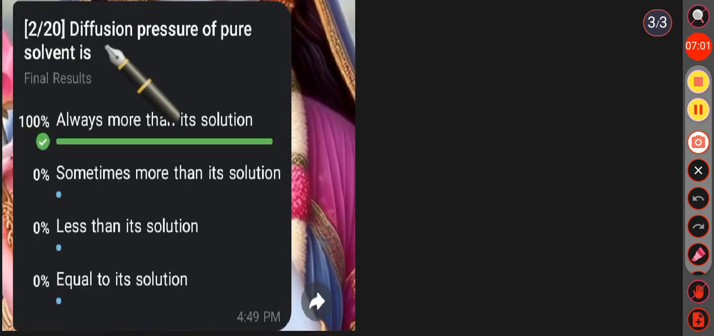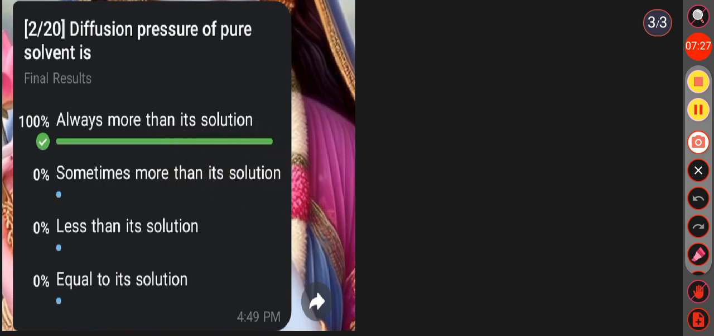Then the next question: diffusion pressure of pure solvent is, option A, always more than its solution; option B, sometimes more than its solution; option C, less than its solution; and option D, equal to its solution. The correct answer is always more than its solution. But the question is, why is the diffusion pressure of a pure solvent always more than its solution?